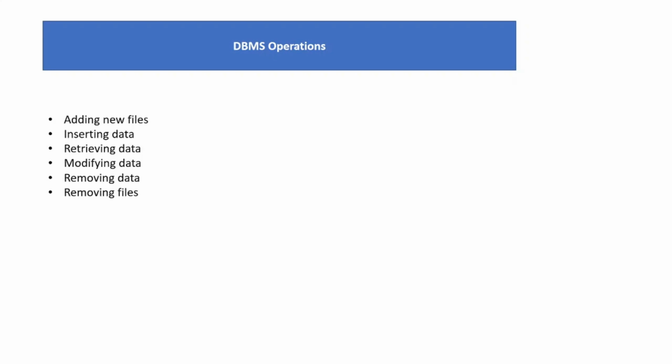So what are the operations of DBMS? These are the 6 main operations of DBMS, database management system. The first one is adding new files, second one is inserting data, retrieving data, modifying data, removing data, and finally removing files.